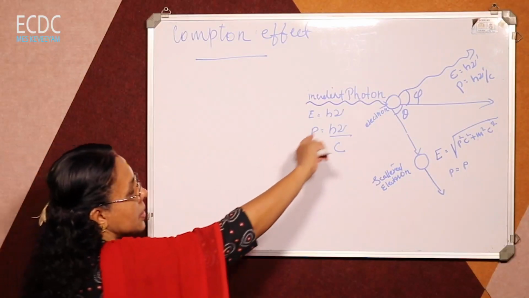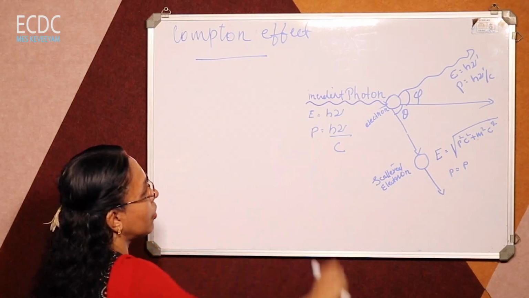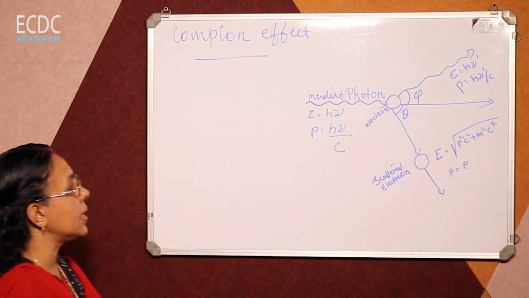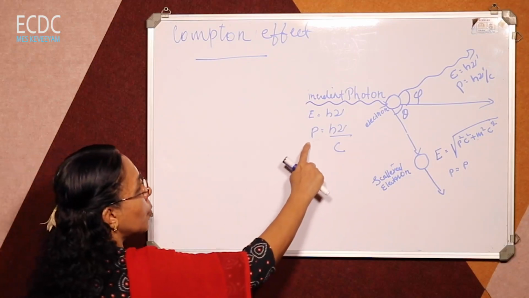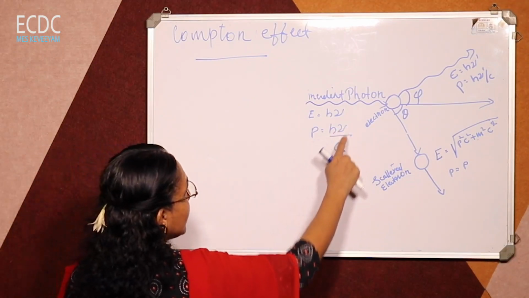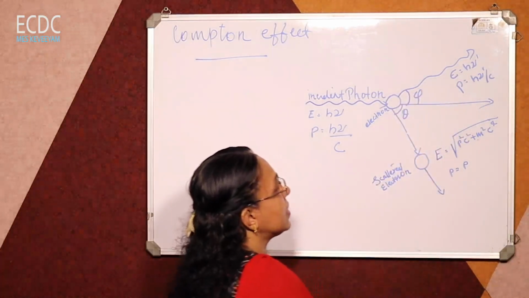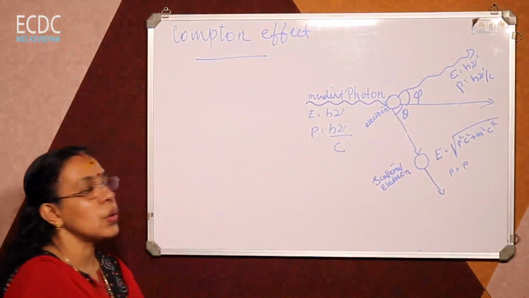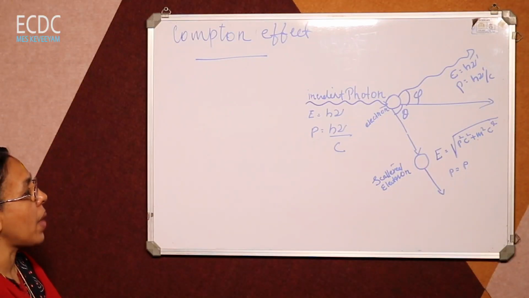So here the electron is at rest, and E is the energy of the incident photon, where E is equal to h nu. Again it is the packet of energy, and the momentum P is equal to h nu by c. And this is the energy of the scattered photon, where E is equal to h nu prime and P is equal to h nu prime by c.